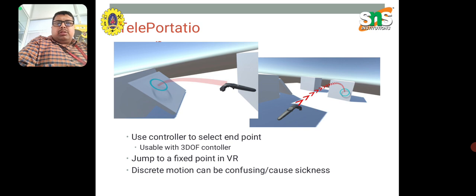This is teleportation. Teleportation is controlled by selecting an endpoint, which is usable with a 3 DOF controller. That is for the view. Next, we have a jump to a fixed point in VR. Discrete motion can be confusing and can cause sickness.